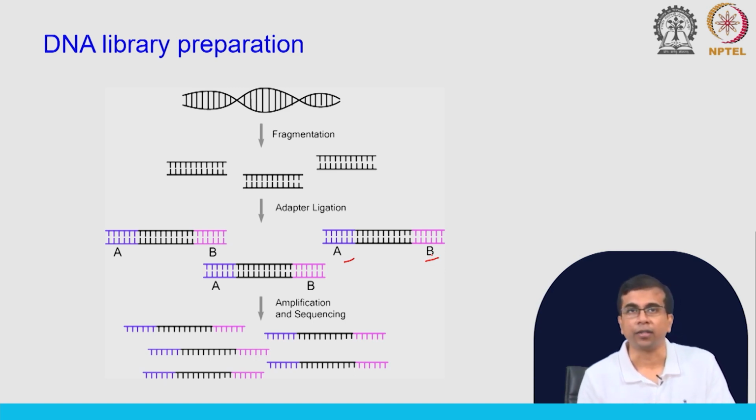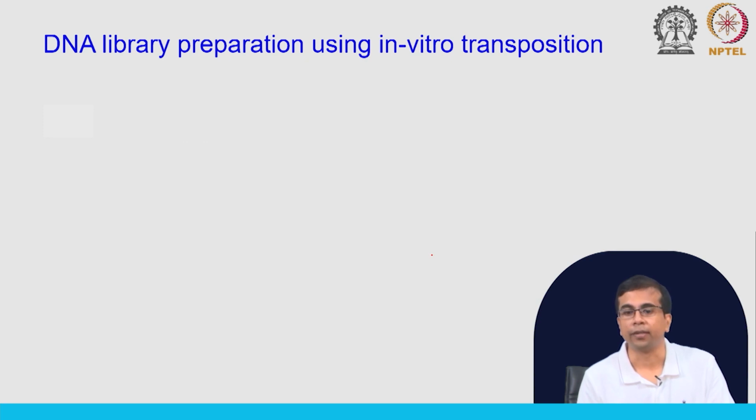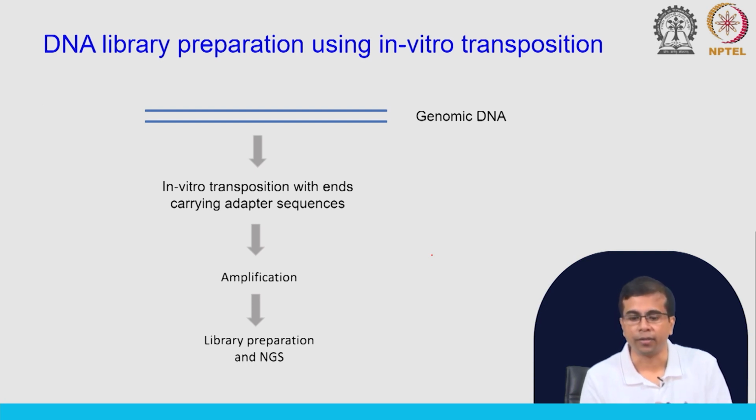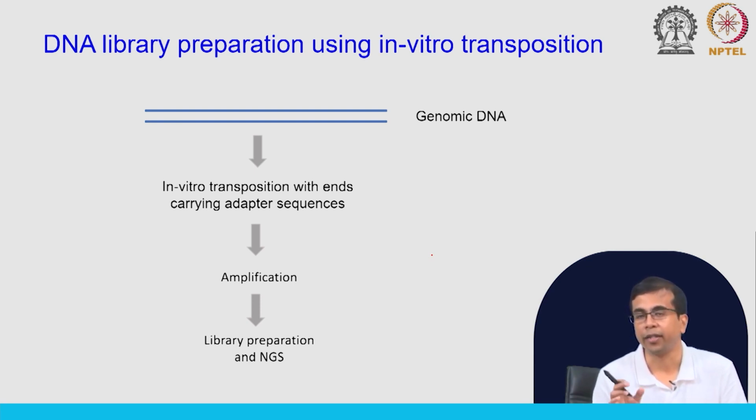Once you have this DNA library, you can also prepare this library using in vitro transposition. This is a different method from what we just discussed. I will elaborate on this very briefly. You have genomic DNA. Instead of fragmenting this, what you do is something called in vitro transposition. You have heard about these enzymes, transposases. These carry some DNA fragment and insert it into the genomic DNA at random places.